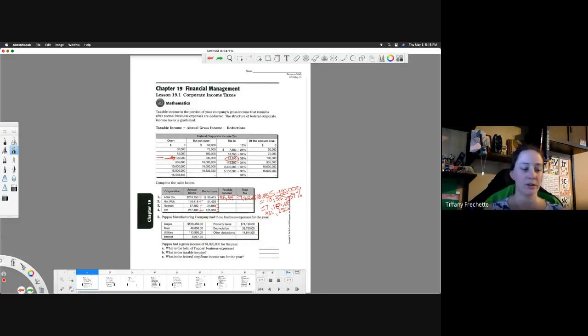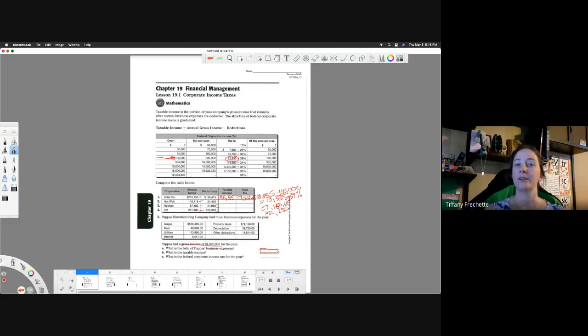What is the taxable income? So they also told us down here, Papa's has a gross income of $1,826,000 for the year. So taxable income is your annual gross income minus your deductions for the year. So they're calling them expenses. That's one thing that sometimes they do. They switch the wording. So these are the deductions that we get to take away. We get to subtract all of this from the $1,826,000, and that'll give us our taxable income.